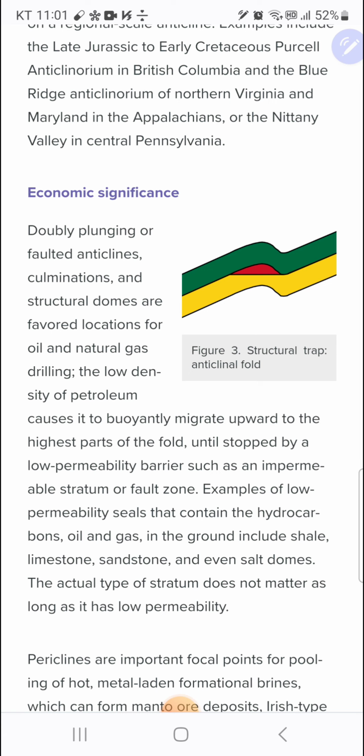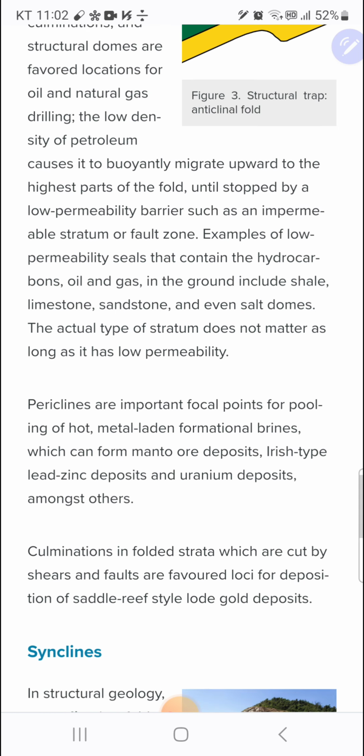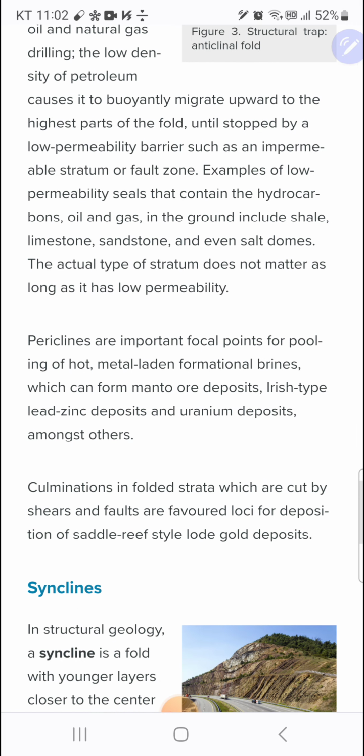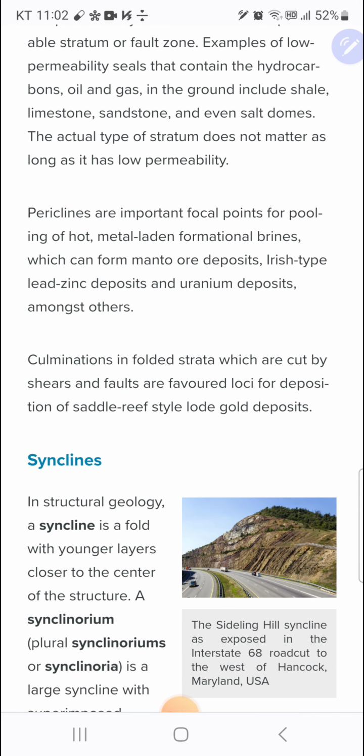Examples of low permeability seals that contain the hydrocarbons, oil and gas, in the ground include shale, limestone, sandstone, and even salt domes. The actual type of stratum does not matter as long as it has low permeability.